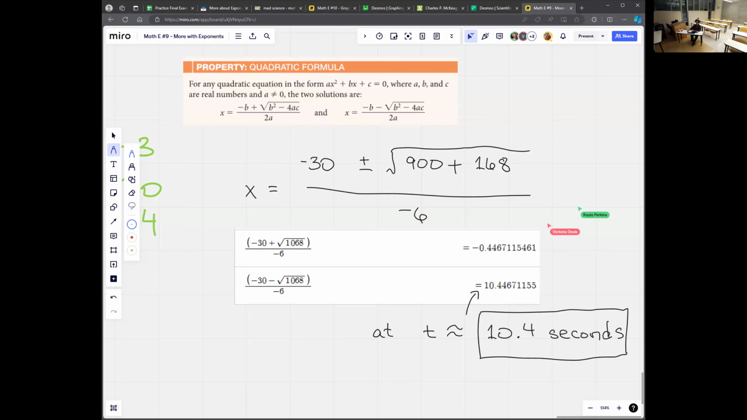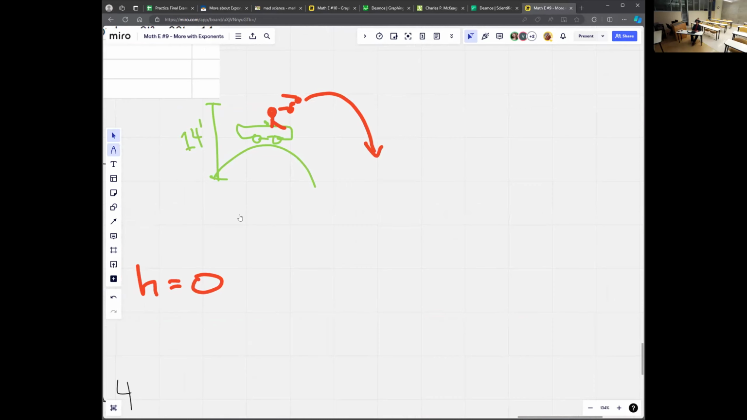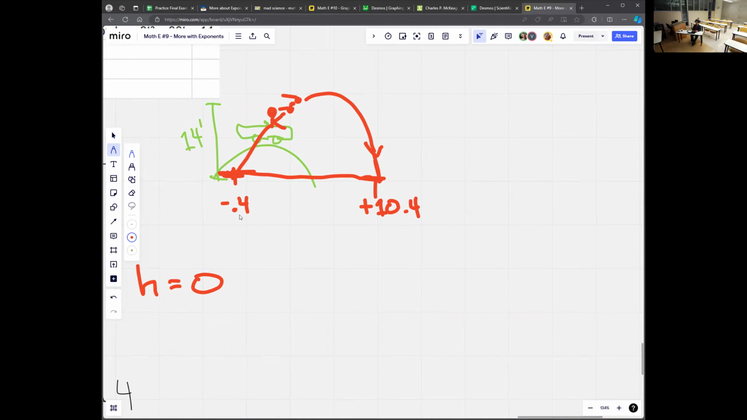The negative one, let's go back to our picture, says that if we go backwards in time, there's another place where we're going to hit the ground, right? Not only at positive 10.4, but also at negative 0.4, whatever it was. So it's seeing both of these places where the curve hits the ground. Only one of them makes sense in the situation, but you can kind of see in the picture why the math thinks there's two answers.